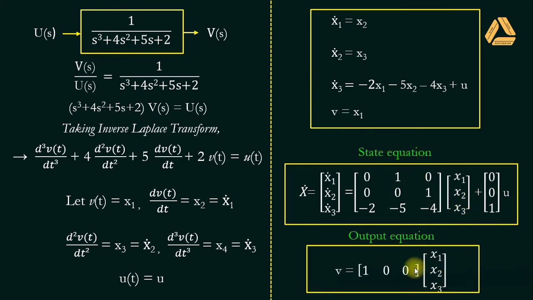Coming to the output equation. Output is nothing but v is equal to x1, right? So this is not an actual output equation. This is an intermediate output equation, where I have assumed V(s) to be the intermediate output, right? So v is nothing but x1. So 1 into x1, 0 into x2, 0 into x3. Other terms will be cancelled out, which will yield you v is equal to x1. Just I am representing this in terms of matrix.